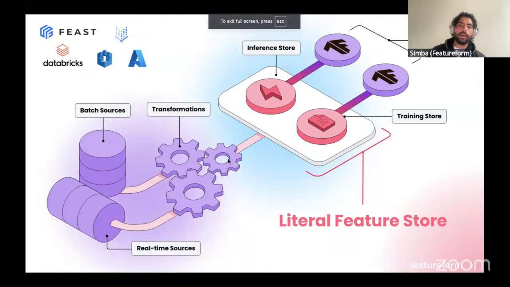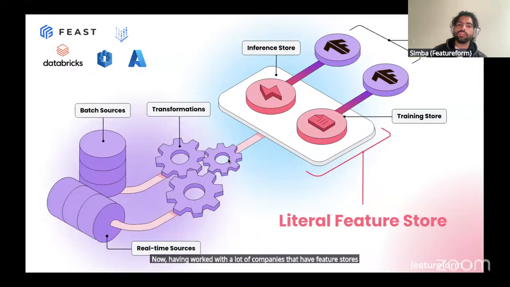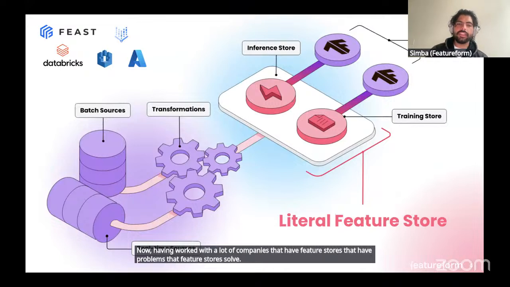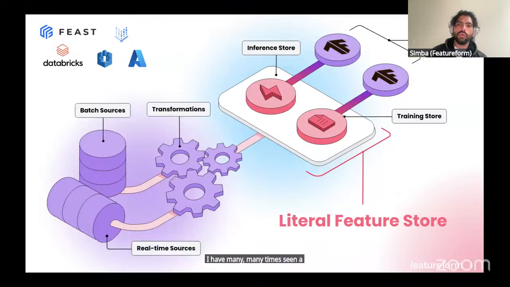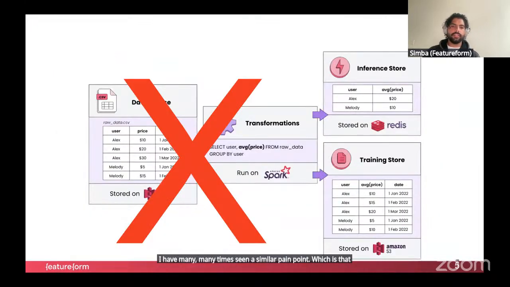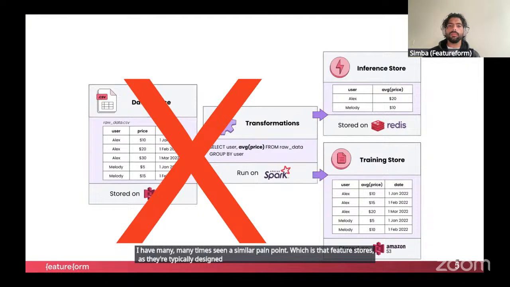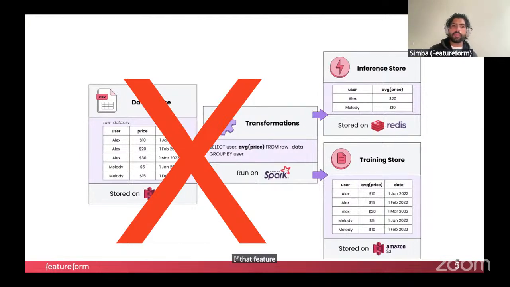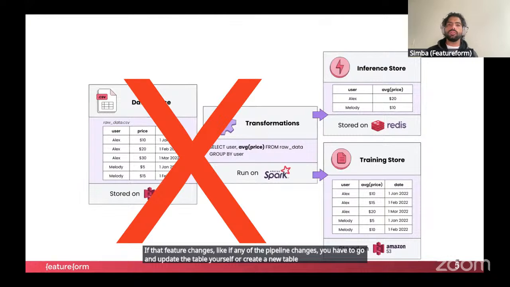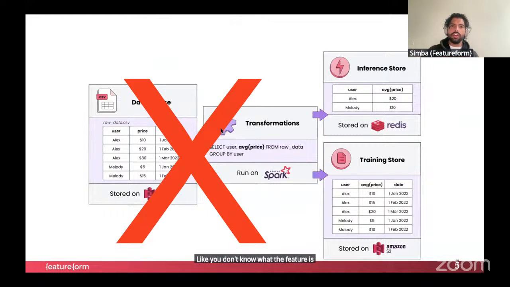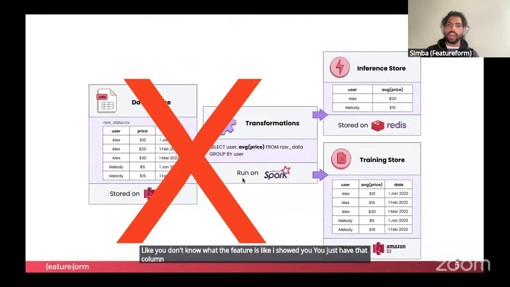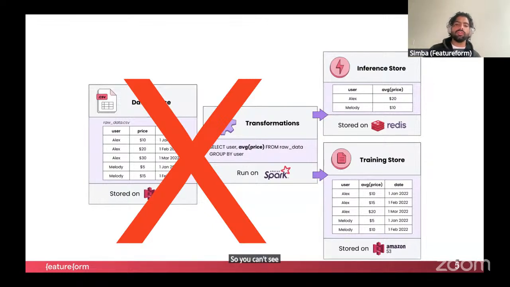Now, having worked with a lot of companies that have feature stores and the problems that feature stores solve, I have many, many times seen a similar pain point, which is that feature stores, as they're typically designed, don't store the transformations. What I mean is, it is your job to build a feature and put it into the table. If that feature changes, like if any of the pipeline changes, you have to go and update the table yourself or create a new table. And you also can't really get proper lineage. You don't know what the feature is, like I showed you. You just have that column, and that's all you get. So you can't see what that column really is and how it's defined.